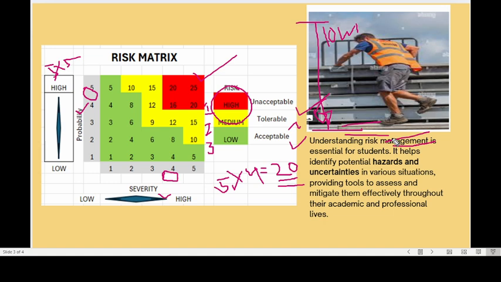This is how HIRA helps us identify life-threatening conditions before an accident happens and enables us to take preventive action on time. Remember, if it is in the red zone, work must stop. I repeat again, otherwise an accident might happen.